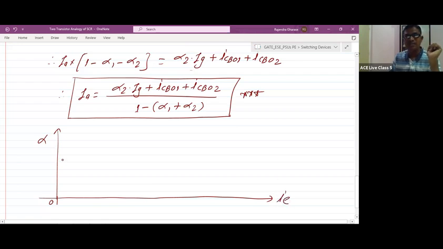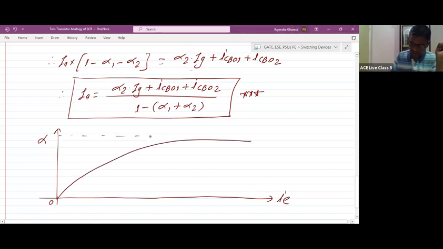IE means emitter current, and alpha is nothing but your current gain in a transistor. So for any silicon transistor, the plot between IE versus alpha is a standard plot, and this relation is valid for all the silicon transistors. The plot is like this. What is the maximum value of alpha? Maximum value of alpha is 1 only, right?